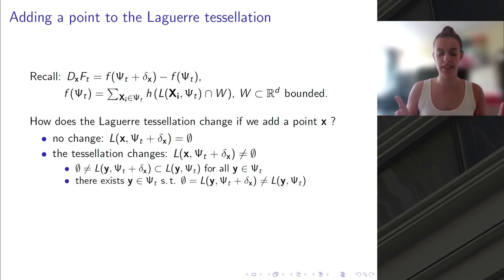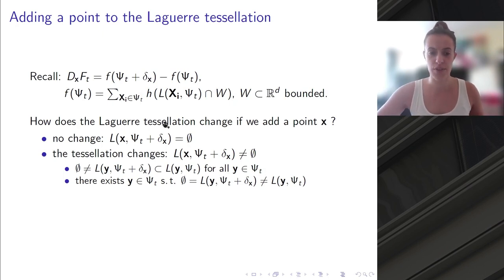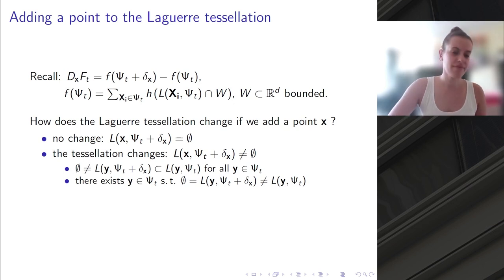So it could happen that this new point will generate some cell, but no other points will all of a sudden generate an empty cell. So it could happen that all the points that did not generate an empty cell still do not generate an empty cell, and this new point just took some part of the cells. But it can also happen that it will just eat up some of the other cells. So particularly what we cannot work with is the number of cells, because we don't know how it changes and we don't have any bounds for it.